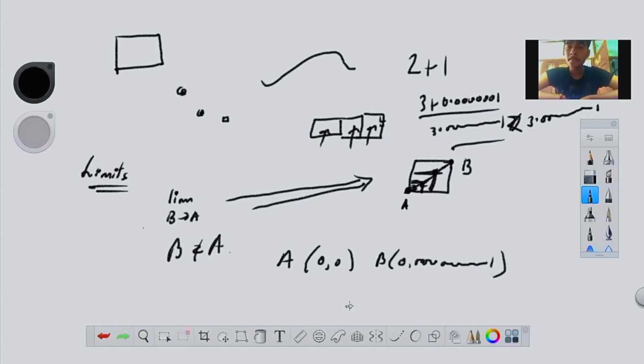0.0000001. So if you look through a microscope and keep enlarging, at some point you will see that A and B are not equal. But with our bare naked eyes, A and B will look the same. They will look like overlapping, but they are not. So that is the concept of limiting.